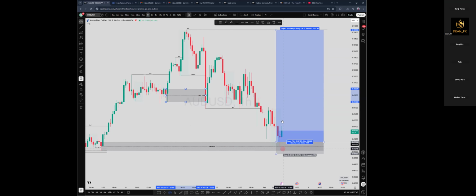So I'm expecting the H1 to close a little bit bullish. I'm not expecting this kind of wicks from here. Okay, if it closes bullish and a strong bullish engulfing candle, then I'll be sure this market is going to rally all the way above.